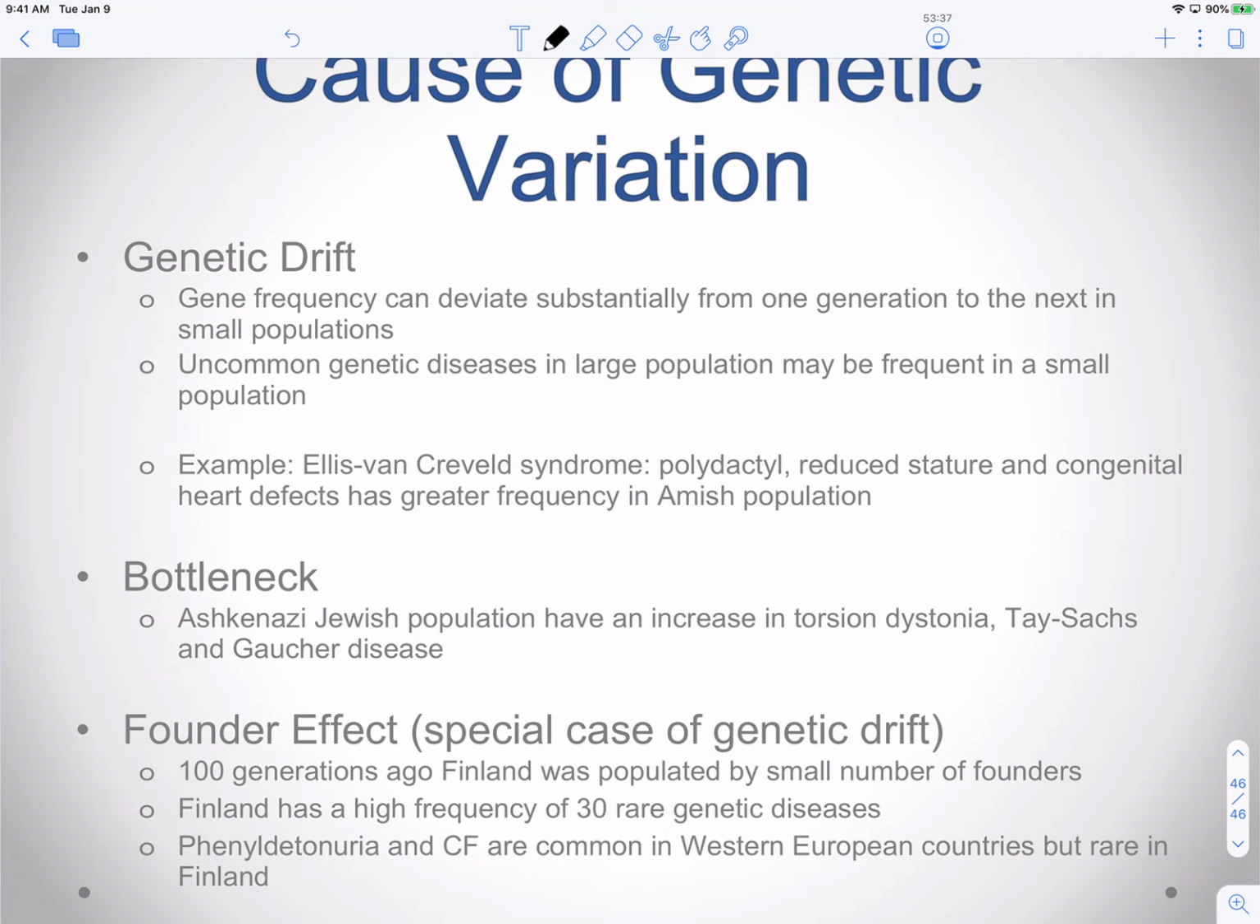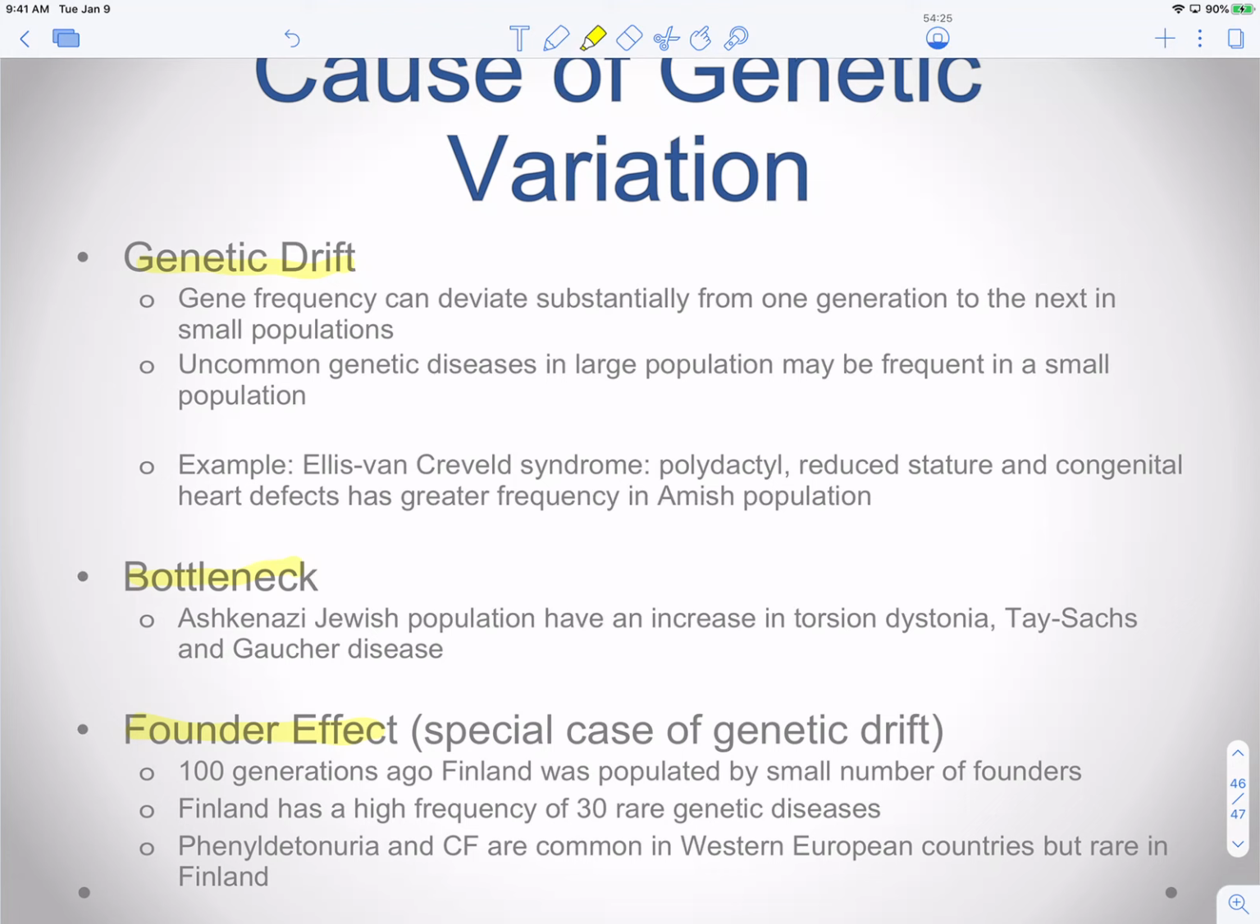So other causes of genetic variation, we have genetic drift, we have bottlenecking, and we also have the founder effect. Genetic drift is basically where your gene frequency will deviate from one generation to the next in small populations. This is associated with uncommon genetic diseases in a large population, but it may be frequent in a smaller population. So basically the gene is going to get more concentrated if the population is smaller. Some examples of this is Ellis-van Creveld syndrome, which is polydactyly, reduced stature, and congenital heart defects, and this has a higher frequency in the Amish population.